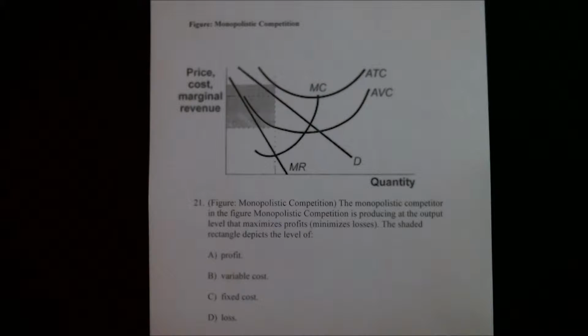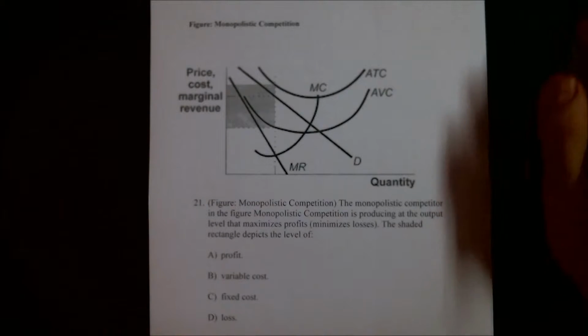The shaded rectangle depicts the level of A, profit, B, variable cost, C, fixed cost, and D, loss. So we're going to go through each of these and talk about why they're right or wrong and what region they would actually represent. So starting off with A, profit.